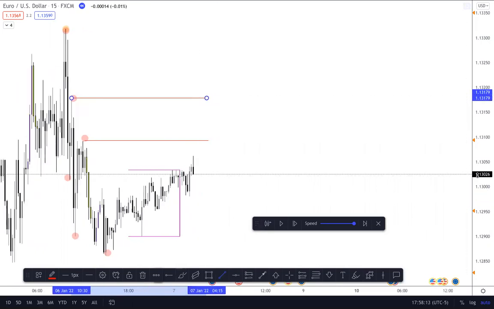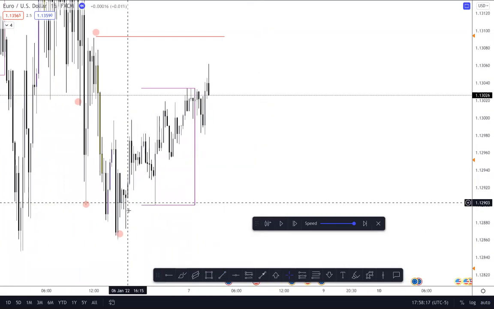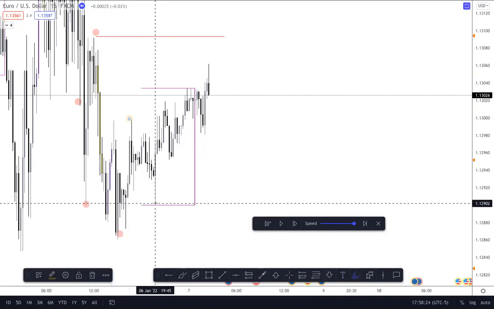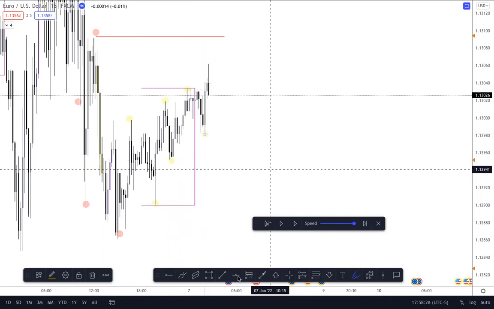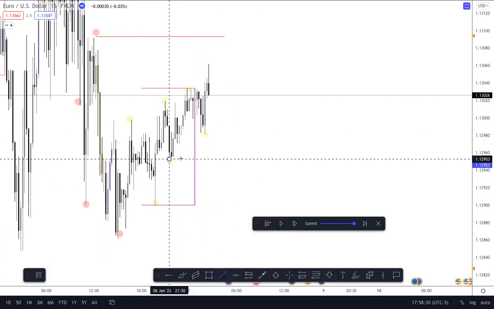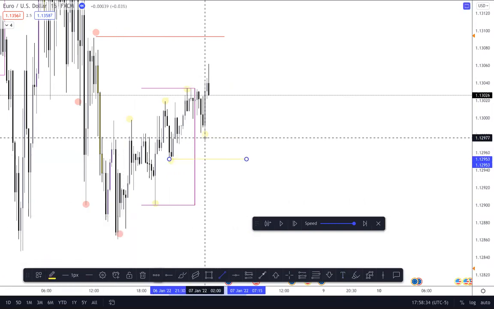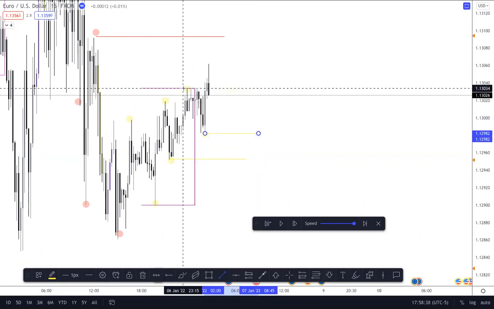All right, let's zoom in a little bit more. Let's look for our minor inducements in the Asian session. All right, we see structure building, higher highs, higher lows. You see how the market's constantly fractal. I'm gonna make these yellow, show that they're smaller. Here's inducement, right? Just identify all your inducements, right? That's what we gotta be patient for.